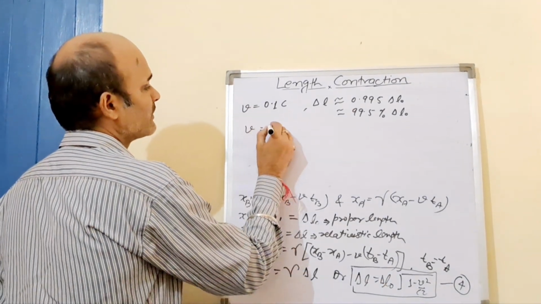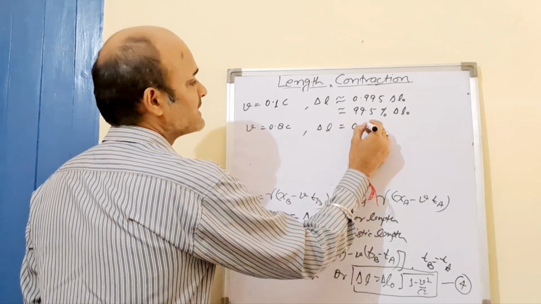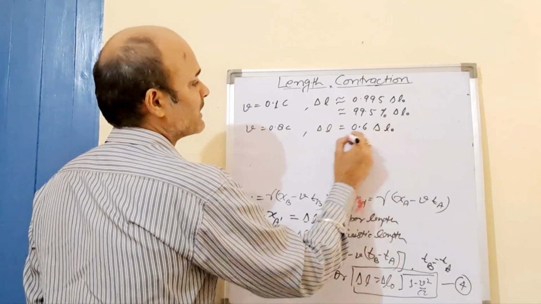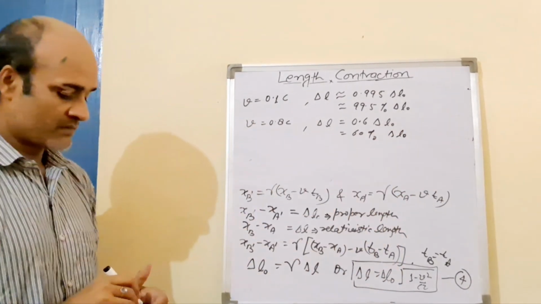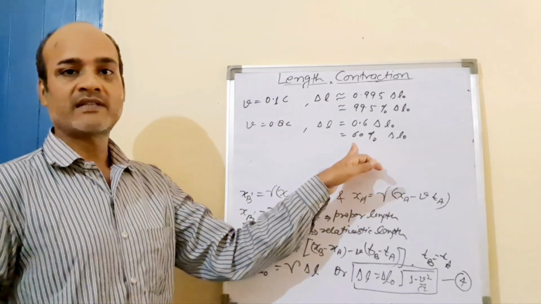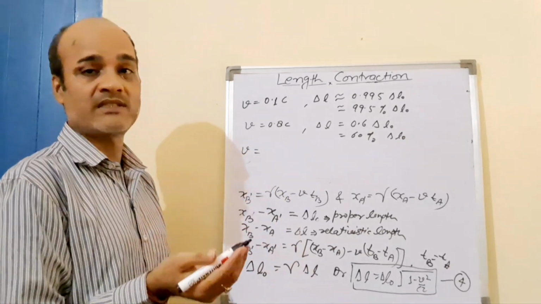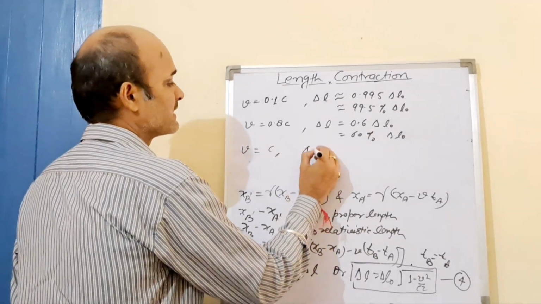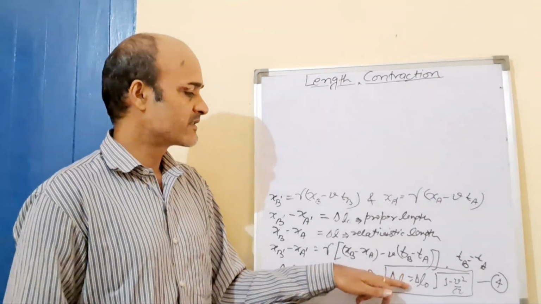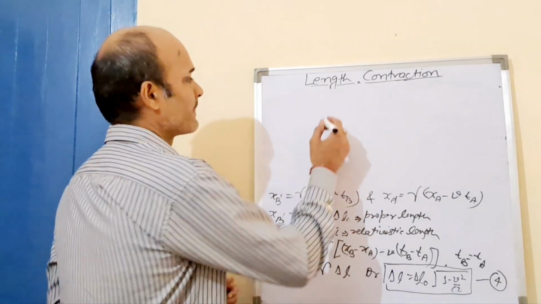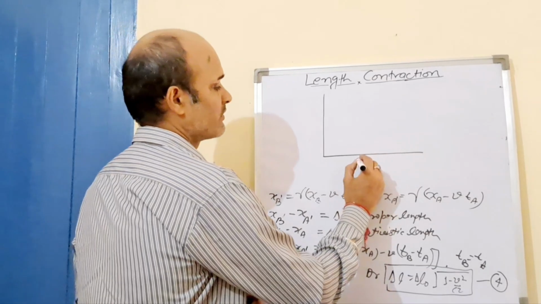Now if we put the velocity of an object equal to 0.8c, then we will get delta L equal to 0.6 of the proper length, or we can say 60% of the proper length, that is, 40% of the length will be shorter. Now if we put v equal to c, that is, the object is moving with the same velocity as the velocity of light, then we will see that delta L becomes 0, meaning the object will disappear.